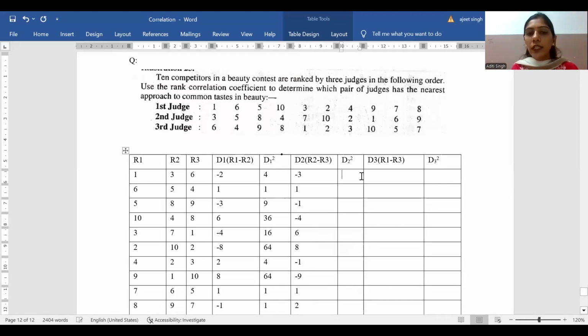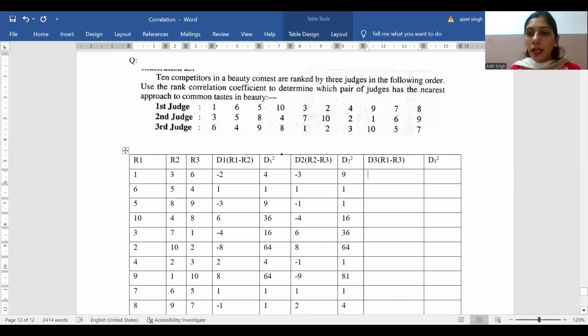Now let's do the D2 square. Difference of 2 square. 3 into 3 is 9. It's 1. 1. 4 into 4 is 16. 6 into 6 is 36. 8 into 8 is 64. 1 into 1 is 1. 9 into 9 is 81. It's 1 and it's 4. Understood? Now we have to calculate the difference D3.